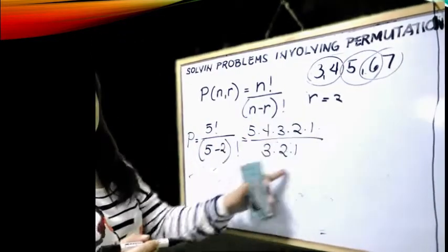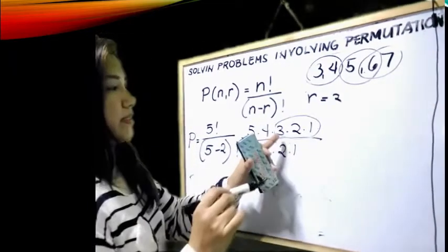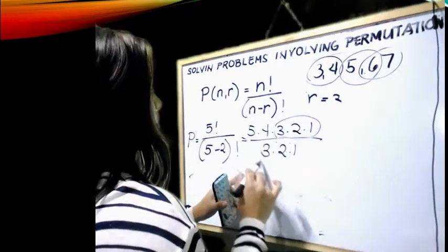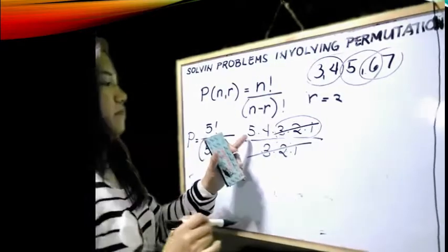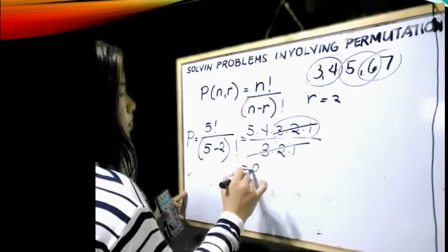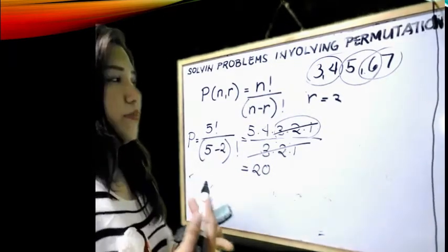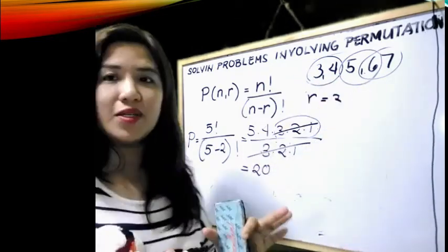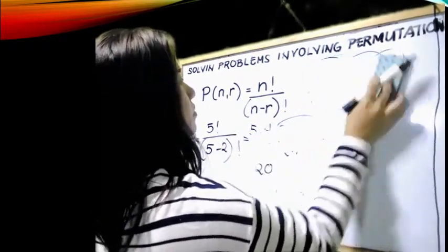So as you can see here, the numerator has the factors 3, 2, and 1. Same with the denominator, 3, 2, and 1. So you can cross this out. What will be left are 5 and 4. So that will be 5 times 4, which is equal to 20. That means the number of possible two-digit numbers that can be formed out of these 3, 4, 5, 6, 7 will be 20 ways. Now let's use another example, a very common one.